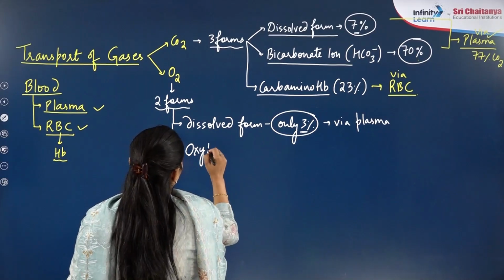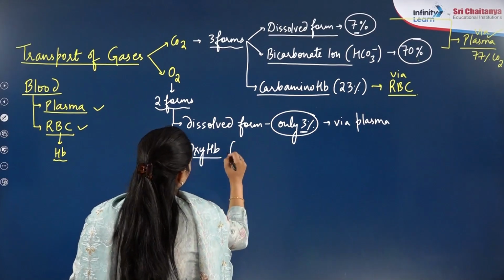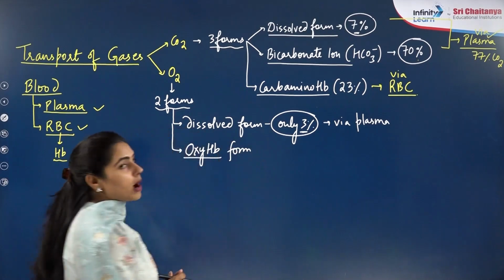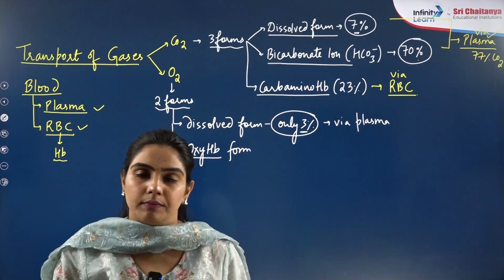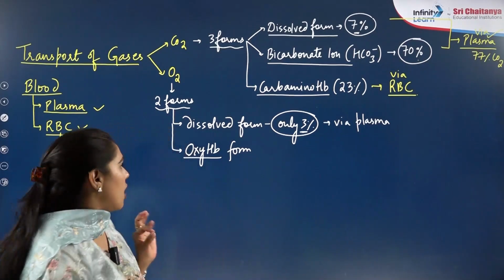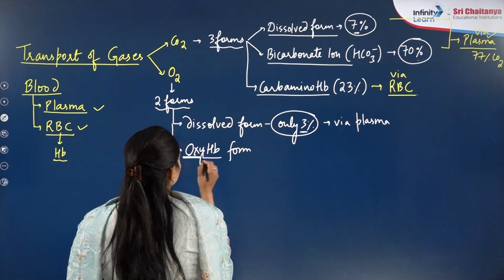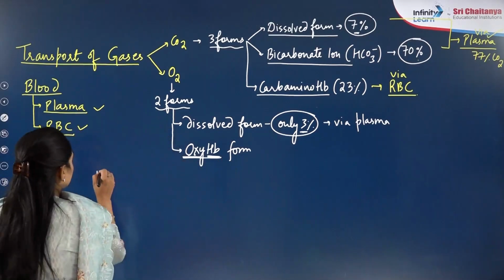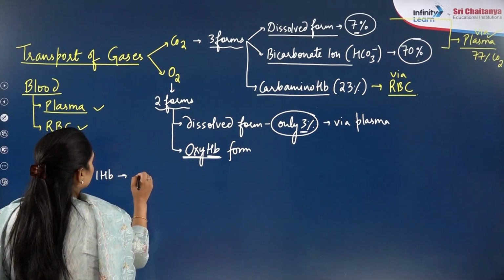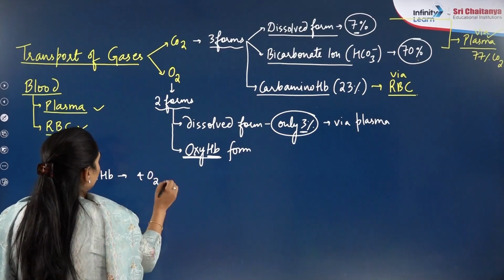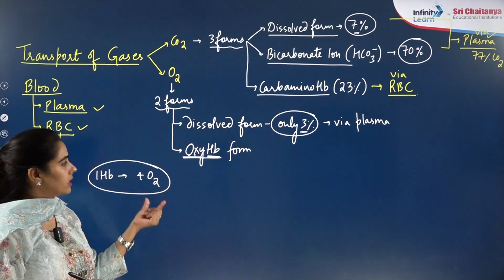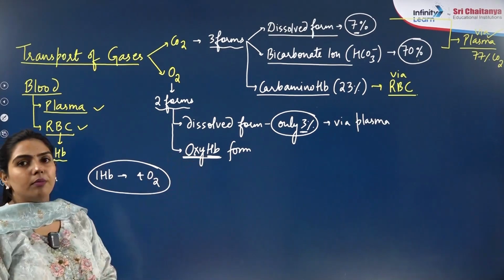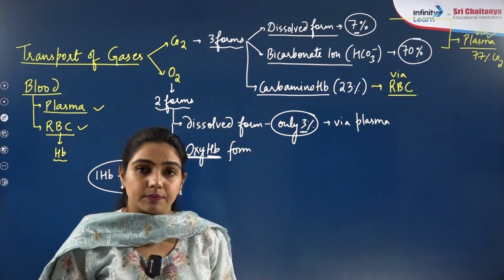So the other form is known as the oxyhemoglobin form. Oxyhemoglobin is a compound which is formed when oxygen binds with hemoglobin, right? So I will tell you how many oxygen can bind with one hemoglobin molecule. One hemoglobin molecule has 4 sites for oxygen. So 4 oxygen can bind to one hemoglobin molecule, and then it will form oxyhemoglobin, right?